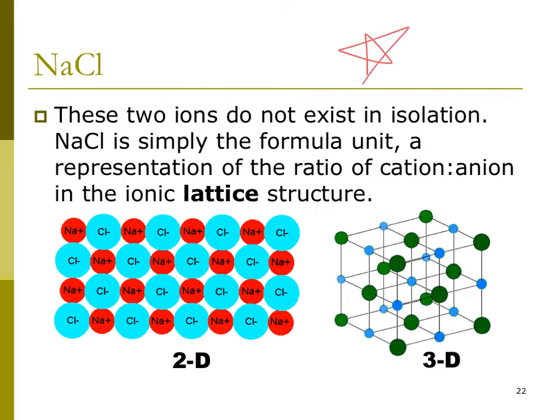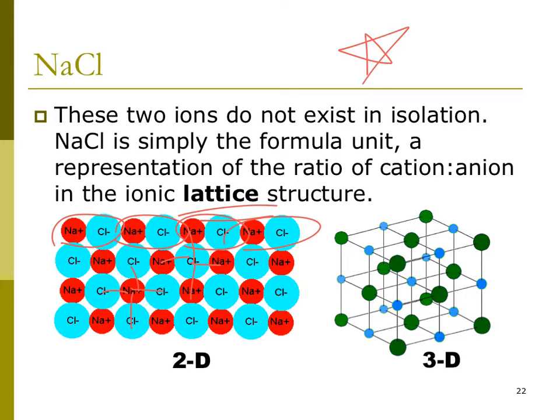Now this next part may be new. Although one sodium atom attracts one chlorine atom, those ions do not exist in isolation. That is simply the ratio of how many sodiums to how many chlorines exist in the lattice structure of the ionic compound. So if we look at a 2D slice of this, we can see that every sodium is next to 4 chlorines, and every chlorine is next to 4 sodiums.